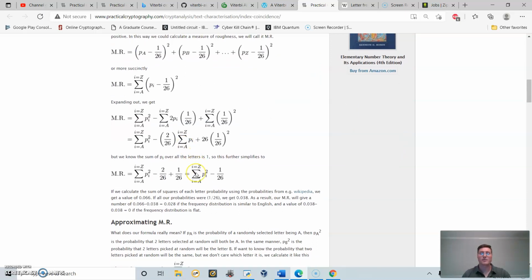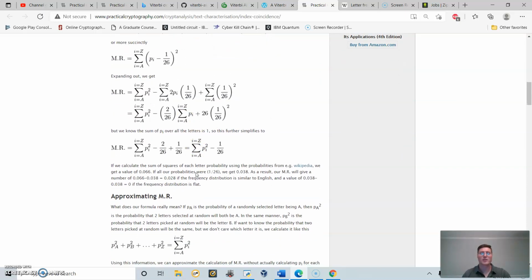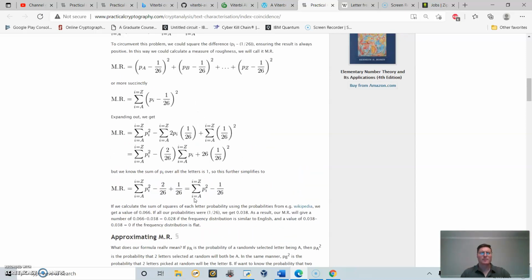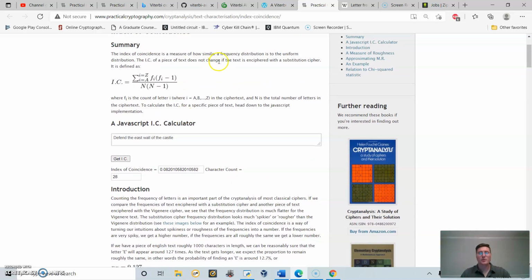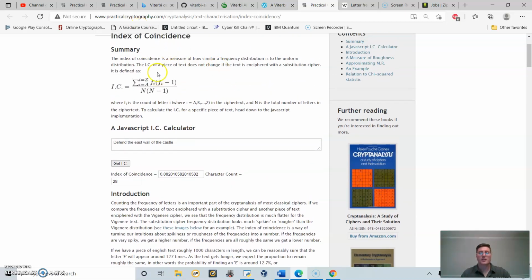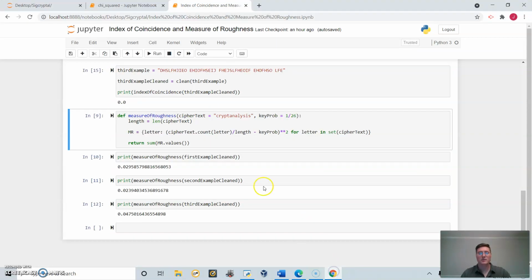And this is very important to determine how similar it is to English, or whatever language you're looking at. So I don't know if you've caught on, but all these different tools have a purpose. The IC is good for determining different ciphers. The MR is good for determining what language you used, and so on. So let's go to the coding part of it, the fun part.